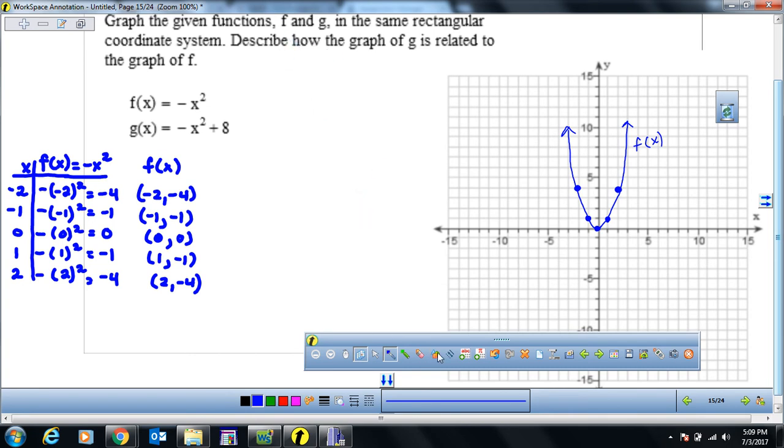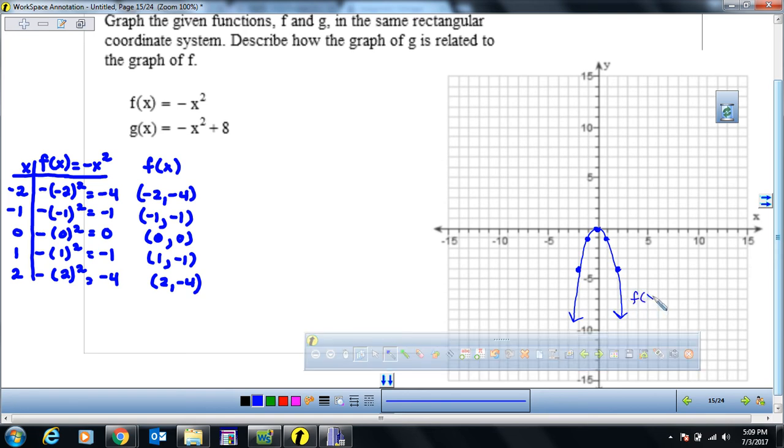Oh, but wait a minute, I think I put the points wrong, so it was the other way around. So let me fix it. It was (-2, -4). So it was down here. (-1, -1). So it was backwards. Then (0, 0). Then (1, -1). And the last one is (2, -4). Okay. So I was looking at something else. So this is going to be my parabola. This parabola basically is the same shape, but it opens downward. It looks like a U shape, but downward. So this is going to be the graph of f of x.